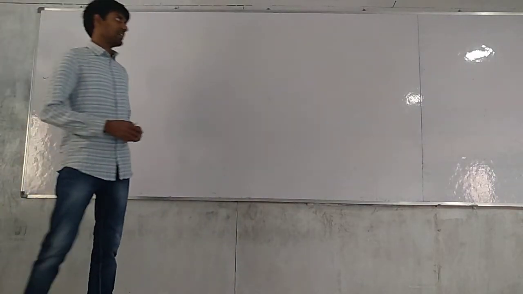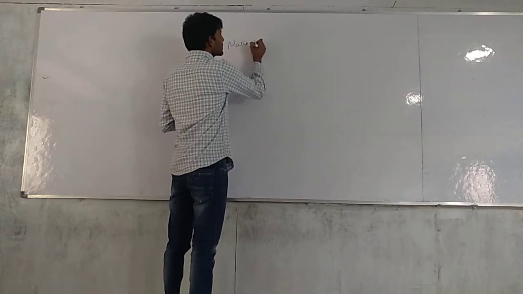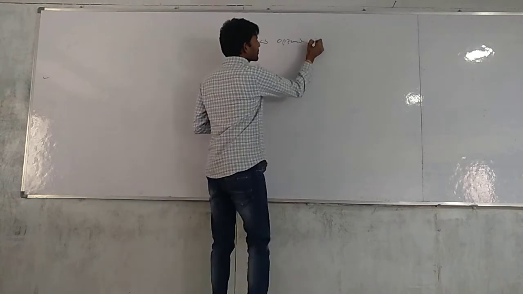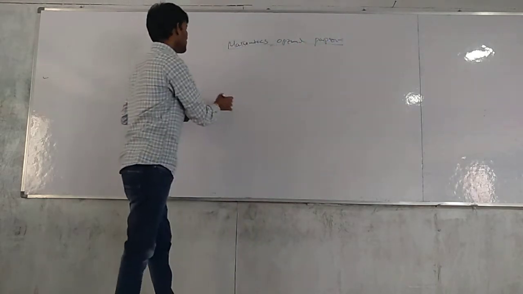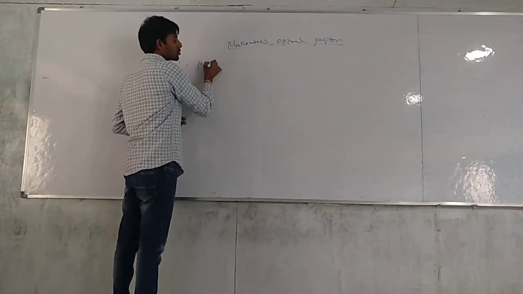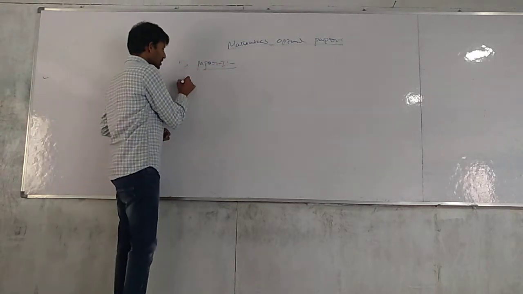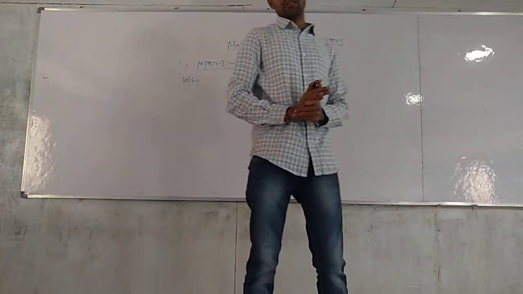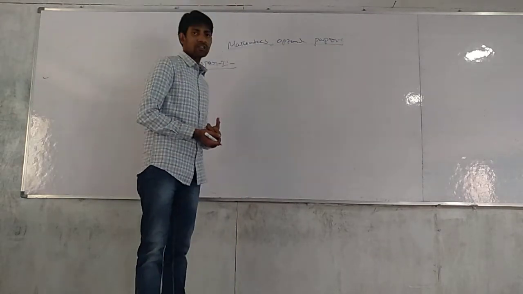See, friends, first one, mathematics optional papers. First, paper 1. What are the units in paper 1? We have 6 units, and the last unit is vector analysis.